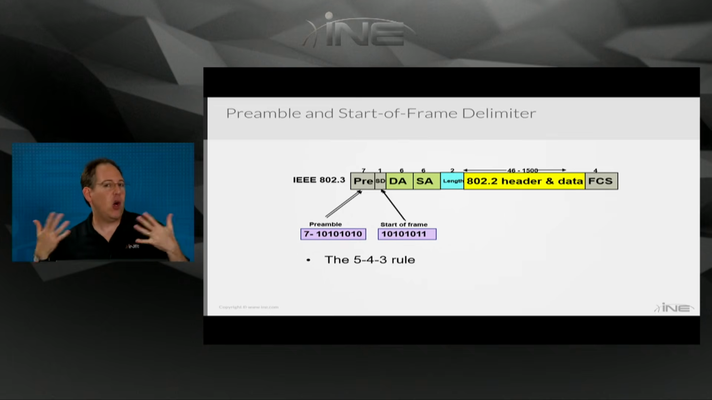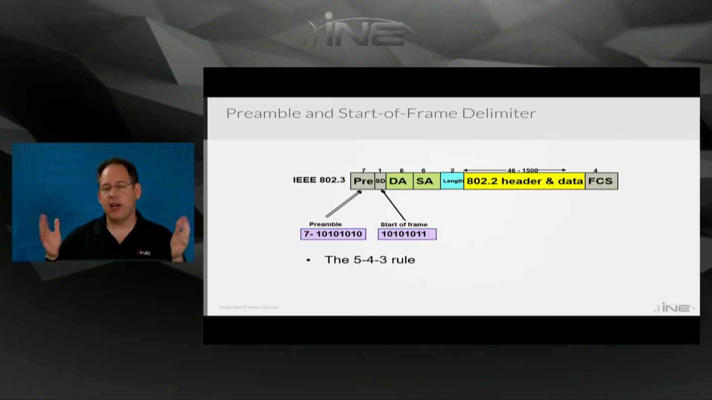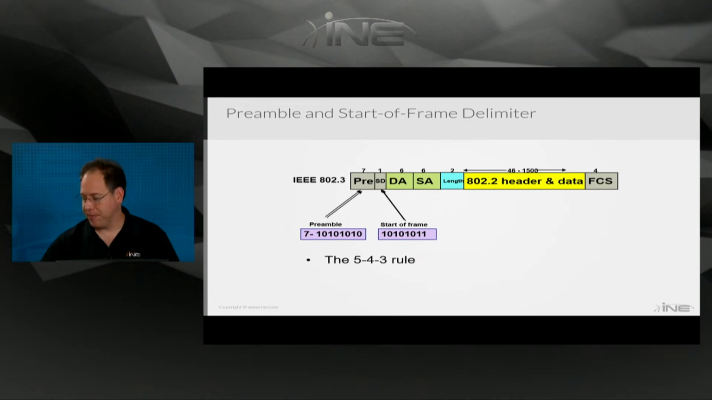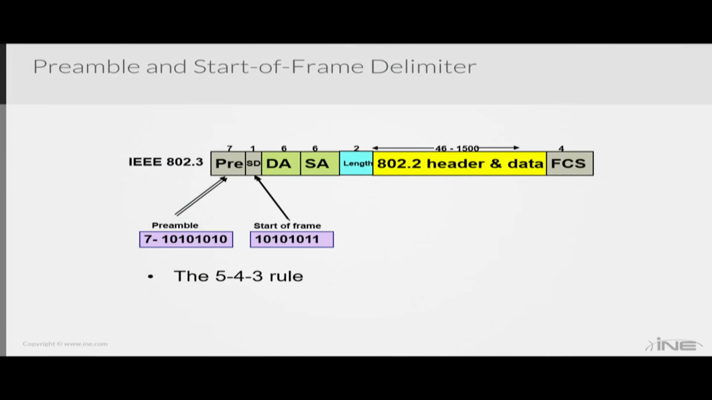But that was with coaxial cable that was only 185 meters. With today's Ethernet, that's not so much of a big deal anymore. But just in case you ever came across that term, the 543 rule, I want you to know what it was talking about. Okay, so that's the preamble and the start of frame delimiter.